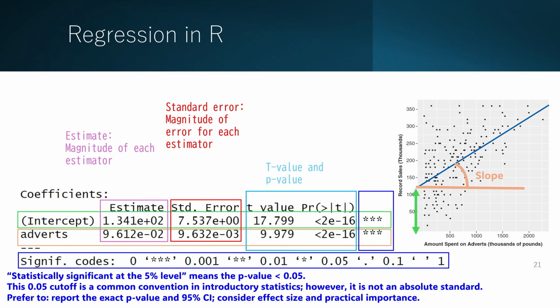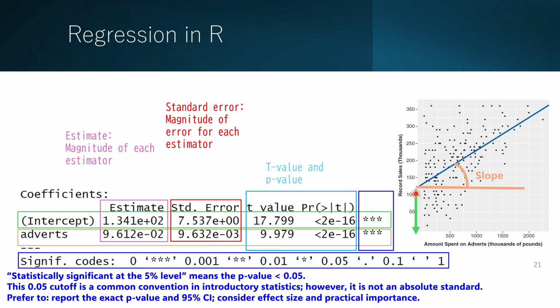Okay, the next slide also explains the coefficient. This estimate is the magnitude of each estimator, and standard error is the magnitude of error for each estimator. And t-value and p-value are here. The t-value is used for the t-test, and the result is the p-value. The p-value is very close to 0, and these three stars mean 0.001 level significant.